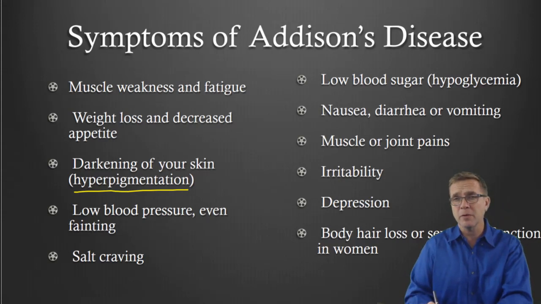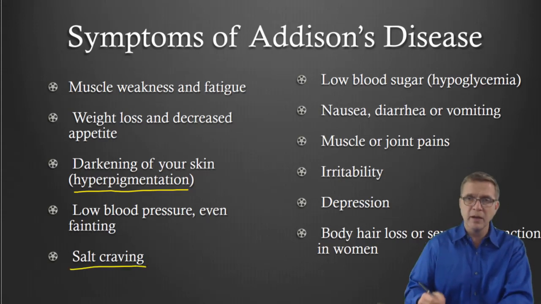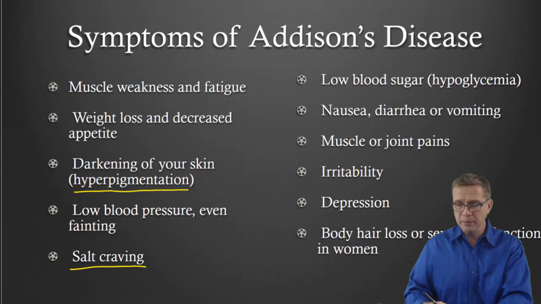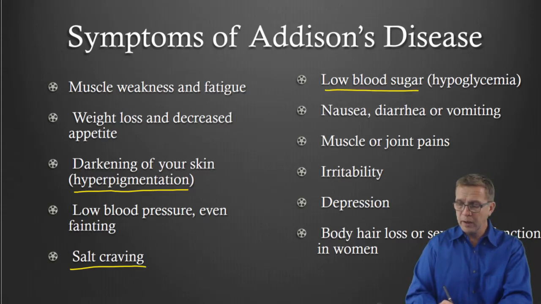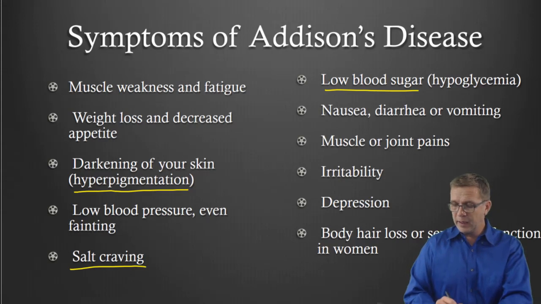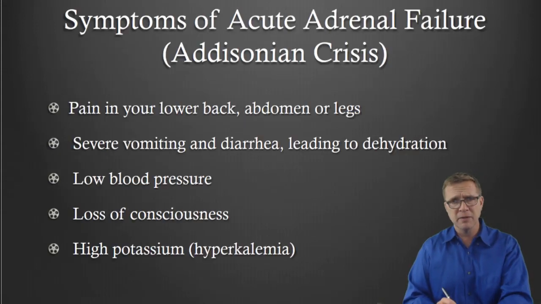Well, that might happen for a couple reasons. We're not regulating blood sugar well, but we're also not regulating blood pressure well. You get this salt craving. Again, that would be because of aldosterone. Low blood sugar, that would be because of the cortisol. Again, you can see some of the other ones here. No big shock again. What do we see? Sexual dysfunction in women. Endocrine issues are not fun for your sex life.